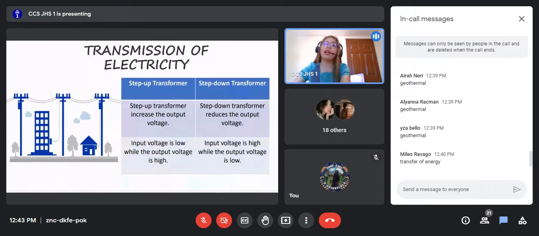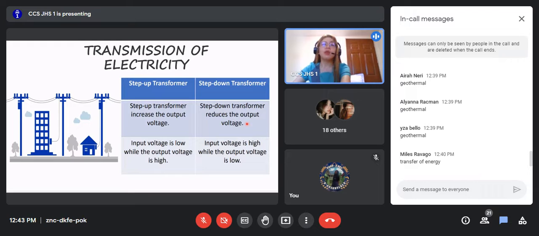Okay, so we have what we call the step-up transformer and then the step-down transformer. For the step-up transformer, it increases the output voltage. The input voltage is low while the output voltage is high. And for step-down, it will decrease the output voltage. But of course, its input voltage is high, then it will be reduced to a smaller voltage at its output.